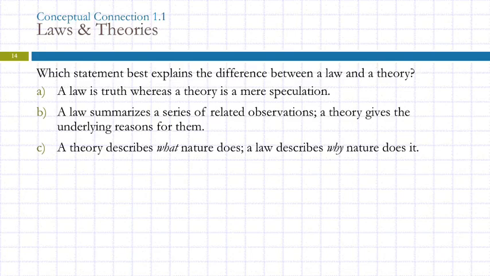So which of these statements best explains the difference between a law and a theory? A, a law is truth, whereas a theory is mere speculation. B, a law summarizes a set of related observations. A theory gives the underlying reasons for them. C, a theory describes what nature does. A law describes why nature does it. What do you think?